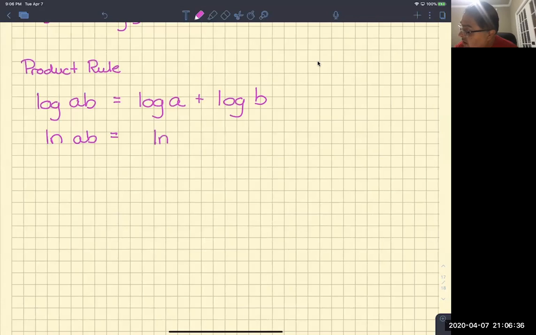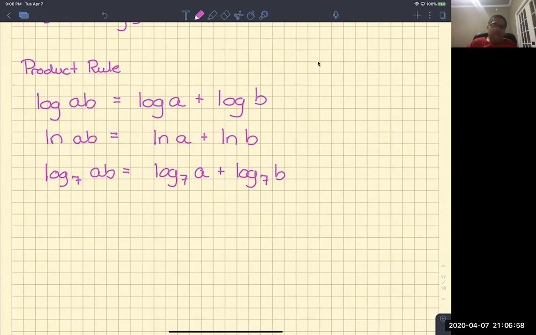natural log, or I can use the same property, say with log base 7. So these properties are not dependent on the base that you use. These properties can be used with logs of any base. So the first one is the product rule.